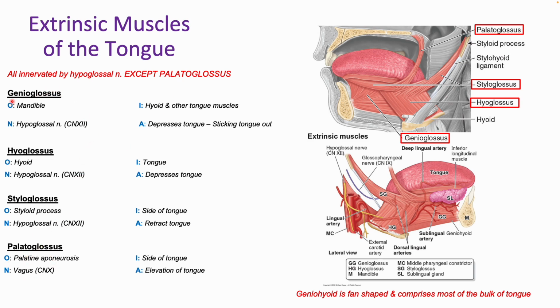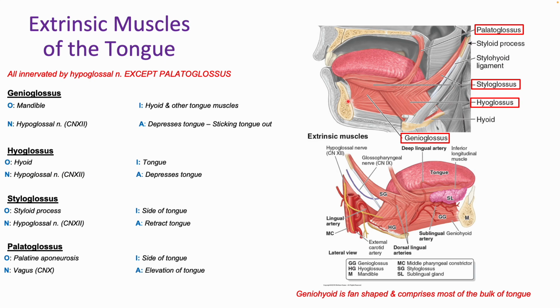And so first, we'll have our genioglossus, which is going to originate from the mandible and insert on the hyoid and other tongue muscles. So we can see that right here. It's kind of this fan-shaped one, and it's going to be really, really big. And so we can see it originating at the mandible, inserting on the hyoid, as well as the other tongue muscles all up through here.